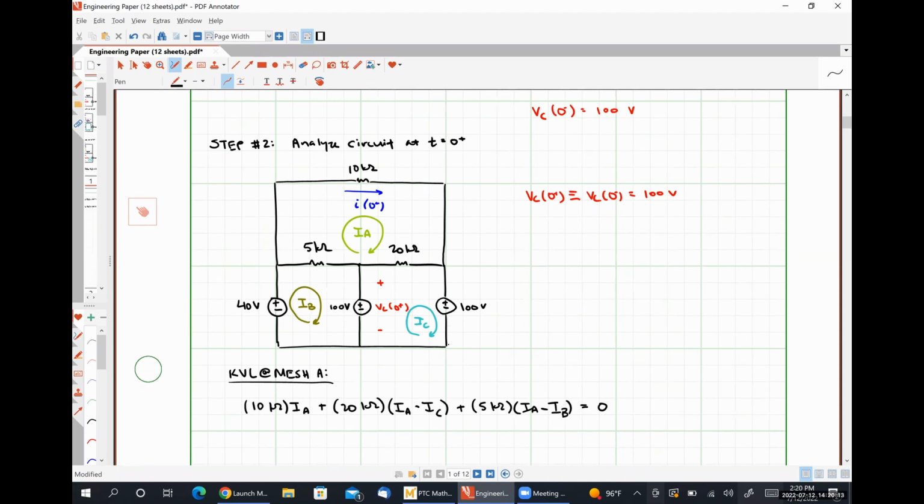So I'm getting my equation solver ready here. In my first equation, my coefficient for IA is 10 plus 20 plus 5 kilo ohms. So that looks like 35,000 to me. My coefficient for IB is negative 5,000. And my coefficient for IC is negative 20,000. And my constant term is 0.